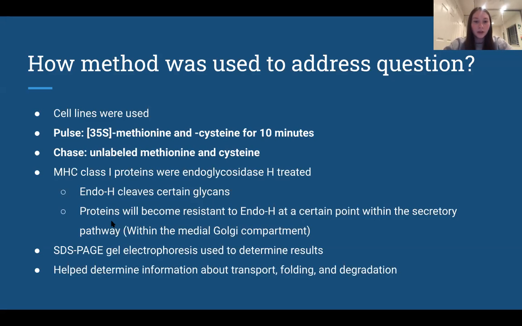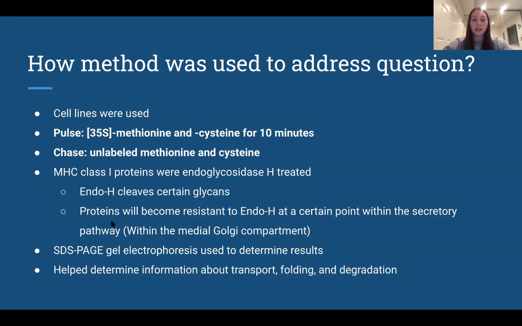When this experiment was conducted, MHC class 1 proteins were endoglycosidase H treated, or endo-H. Endo-H is basically an enzyme that cleaves off certain glycans. However, at a certain point during the secretory pathway, the MHC molecules become resistant to in vitro treatment of endo-H. It was thought that this occurs within the Golgi apparatus. This means that when observing a gel electrophoresis, the proteins in the earlier stages before the Golgi will appear different than those in the later stages of the pathway. The glycans will be removed with the endo-H sensitive molecules in the beginning of the pathway, and the glycans will still remain with the endo-H resistant molecules towards the end of the pathway.